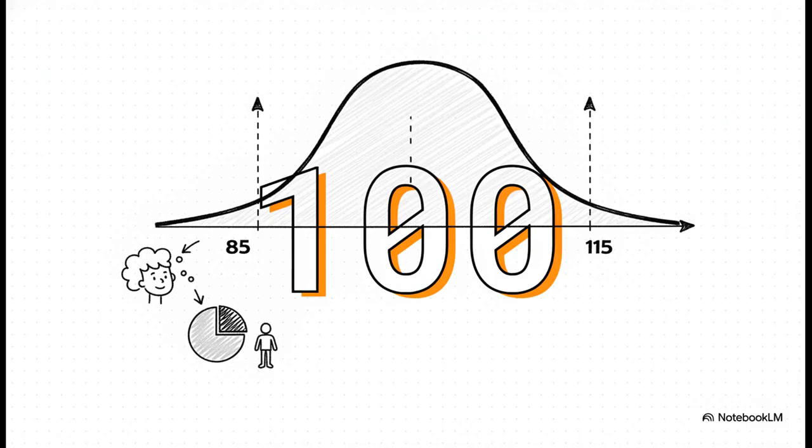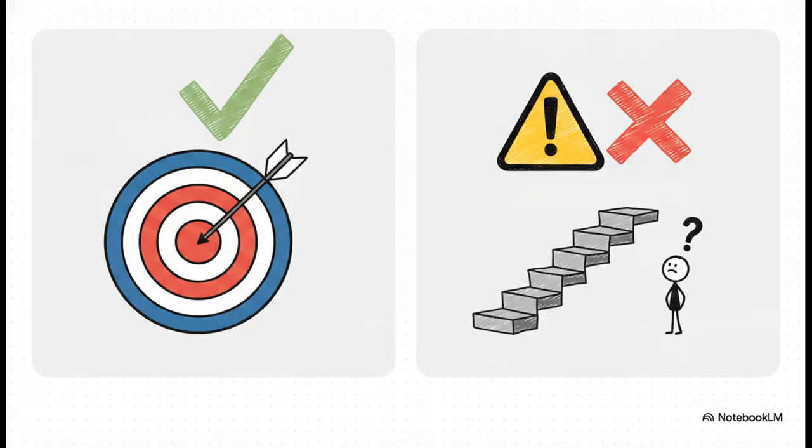Grounding yourself in the number 100 really prevents you from panicking over numbers that, in reality, might actually be perfectly typical. Now, a quick warning about standard scores versus grade equivalents. While you should be focusing heavily on standard scores and percentiles, be very wary of grade equivalents or age equivalents.